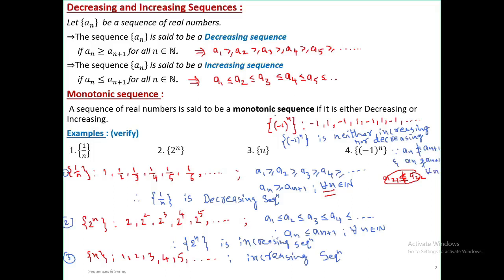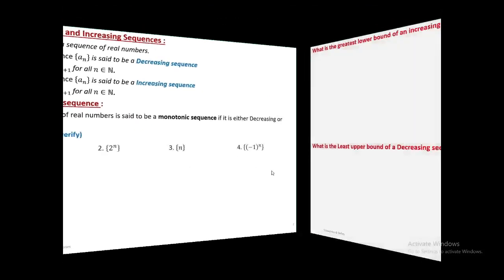Now let us come to the monotonic sequence. A sequence of real numbers is said to be a monotonic sequence if it is either decreasing or increasing. Look at the first sequence, it is decreasing, so this is a monotonic sequence. Second one, it is increasing, therefore monotonic. Third one, it is increasing, therefore monotonic. Fourth one, it is neither increasing nor decreasing, therefore it is not a monotonic sequence. Either it has to increase or decrease. Such sequences are said to be monotonic sequences.